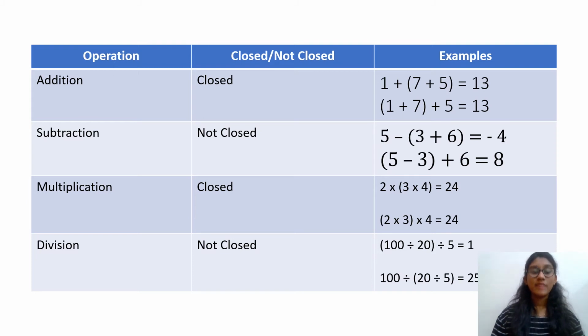Now let us see if the associativity property applies to the following operations. First, let us look at addition. Here we are adding 1 plus 7 plus 5, where 7 and 5 are under the parentheses. When you solve it, you get 13 as your answer. Next, when you add 1 plus 7 in the parentheses and then add a 5 to it, the final sum still remains 13, which proves that addition is closed under the associativity property.